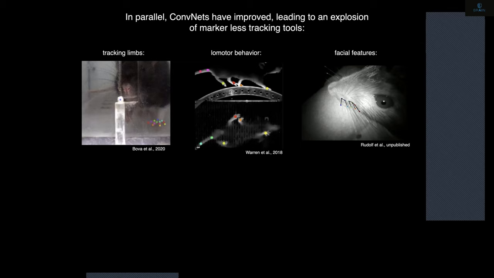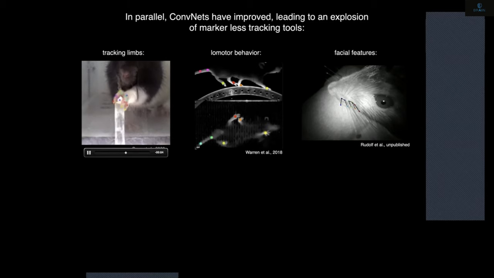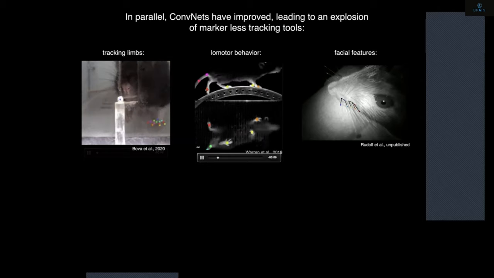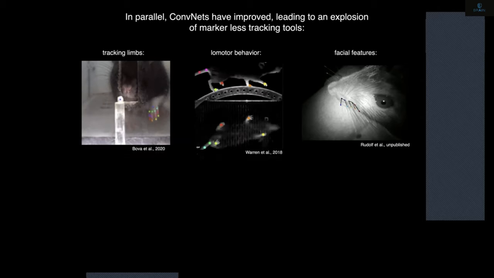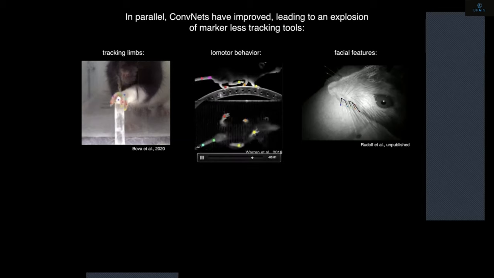The user basically just labels a few dozen frames. And the model learns to predict what it thinks your object of interest is, and it can track individual movements with very little training. So here's a rat that's reaching through a narrow slit, grabbing a pellet of food. You can see that the different knuckles and digits of the animal's paw are labeled very nicely. Here's an example of studying locomotor behavior with an animal that is running on a running wheel.